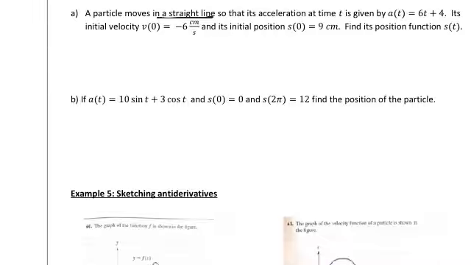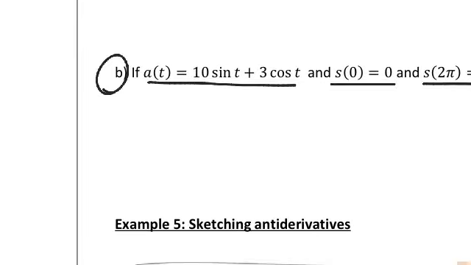So I'm going to do this example B here. If A of t is equal to 10 sine t plus 3 cosine t, S of 0 is 0 and S of 2 pi is 12. Find the position function, it should really say, of the particle, right? So we're going up the ladder. We're going to say V of t is equal to negative 10 cosine t plus 3 sine t plus c.